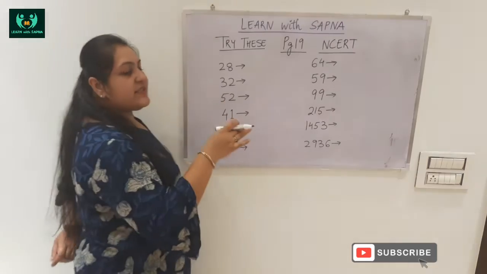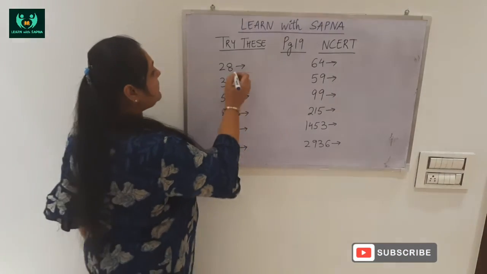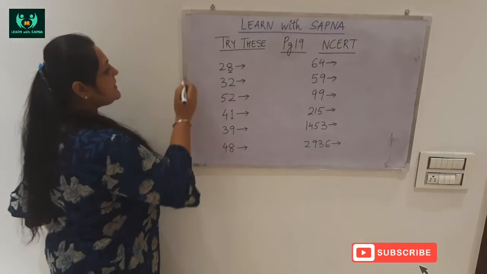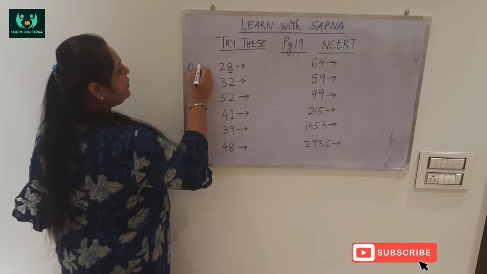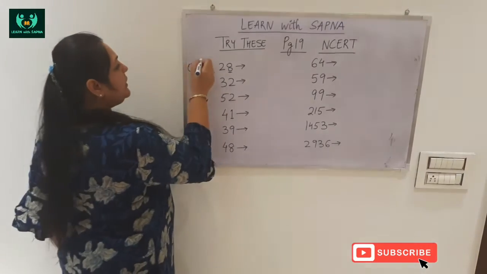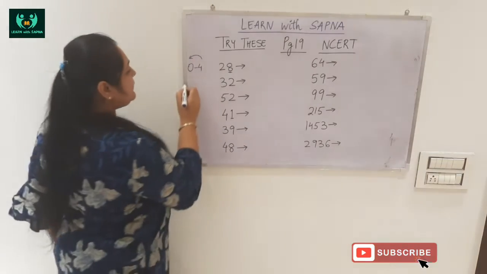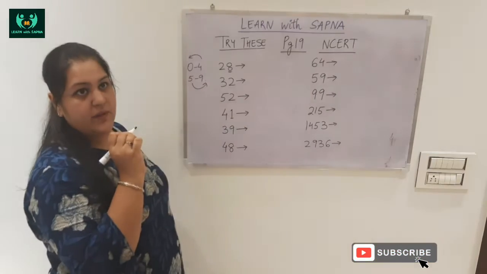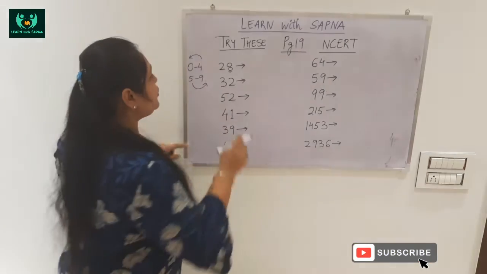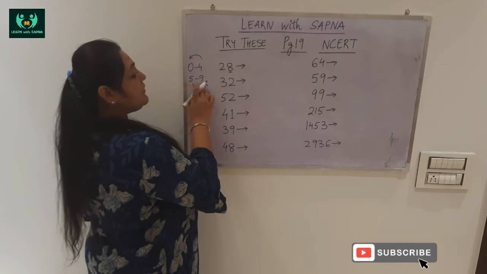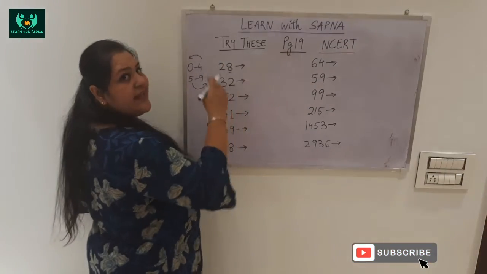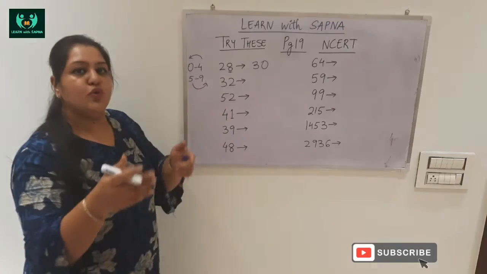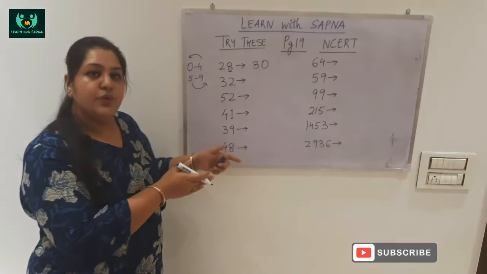28. What is the nearest number to 28? Now let's see the ones position. It is 8. The rule for rounding off is if the number is between 0 to 4, we round it to the lower number. And if it is between 5 to 9, we round it to the higher number. That is the rounding off rule. So 28, 8 lies between this bracket 5 to 9. So we'll round off to the next higher 10th number, that is 30. It is closer to 30 than it is to 20.